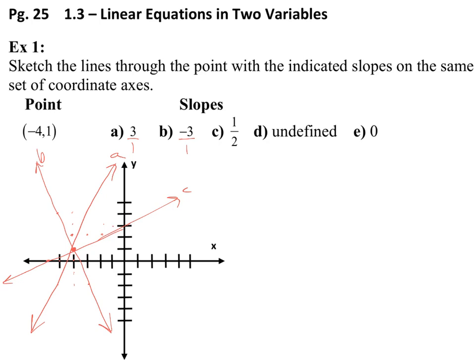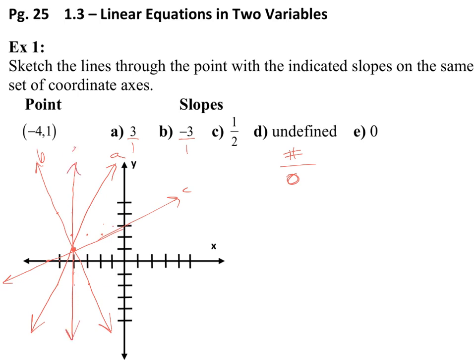And then D is undefined. So when would you have an undefined slope? Well, that's whenever you're dividing by 0. It doesn't matter what the number is on top. If the denominator is 0, that means you are not moving left or right at all. You're just going up and down. So it doesn't matter what that number is. You're just going to keep going up and keep going down. You never go left or right at all.